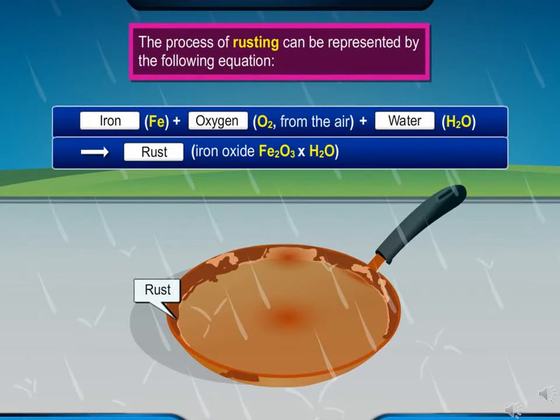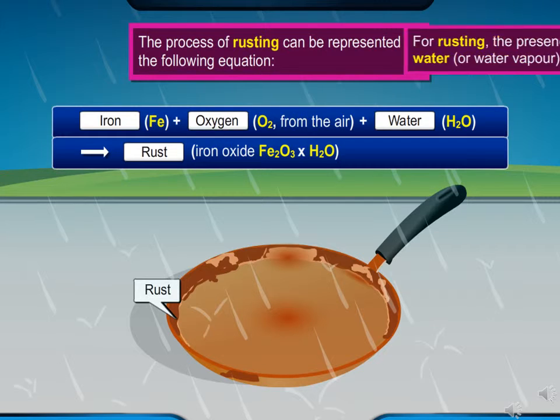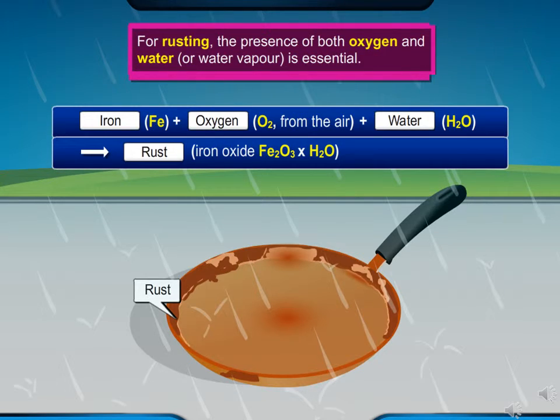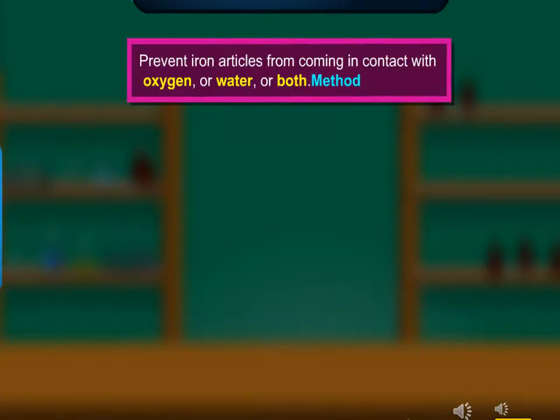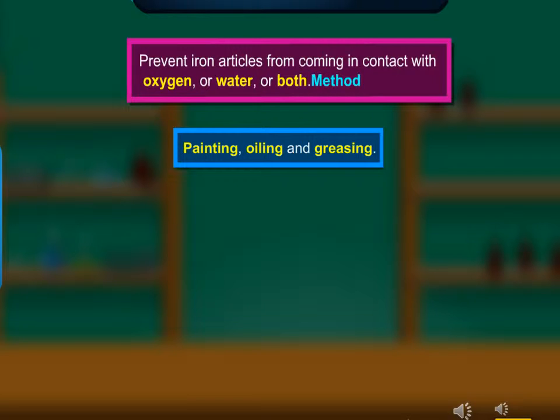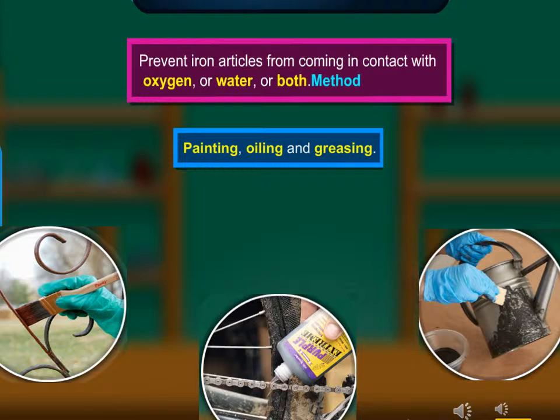The process of rusting can be represented by the following equation. Iron, Fe, plus oxygen, O2, from air, plus water, H2O, gives rust, that is iron oxide, Fe2O3.xH2O. For rusting, the presence of both oxygen and water or water vapor is essential. Prevent iron articles from coming in contact with oxygen or water or both. Method number 1. Painting, oiling and greasing.